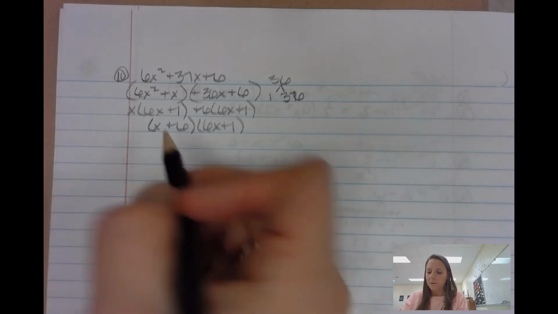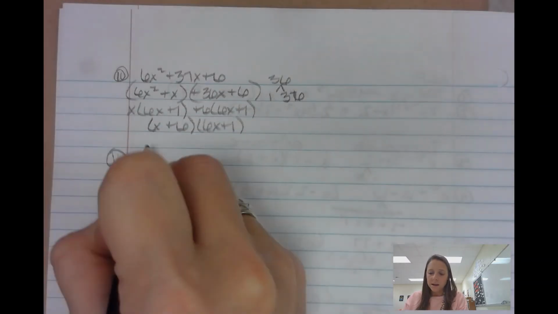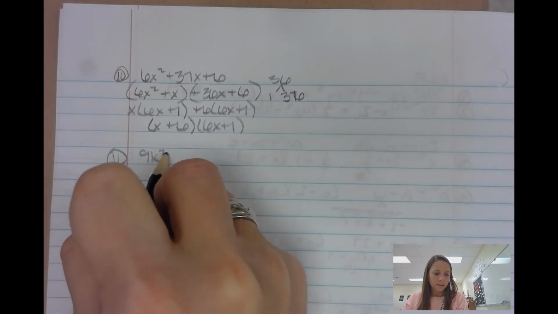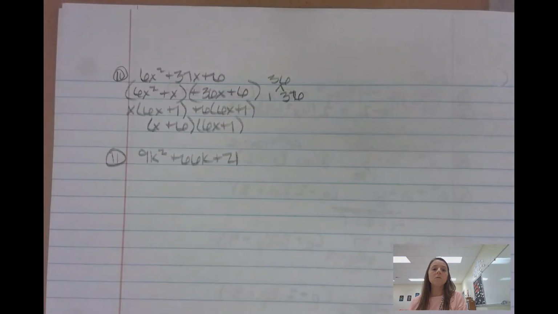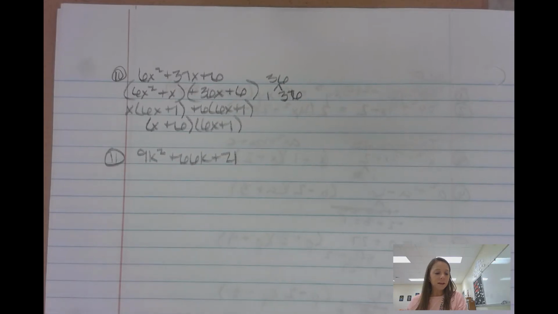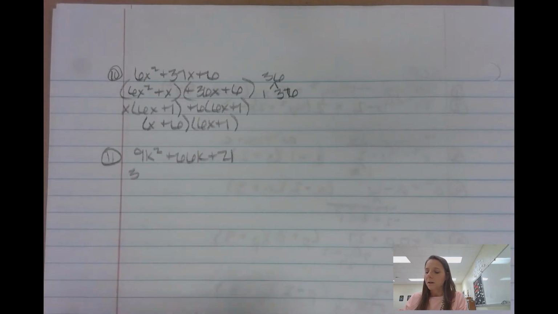All right, number 11. 9k squared plus 66k plus 21. Start looking at this, and a lot of you will automatically start thinking trial and error. But remember the first thing I said you always need to look for. You always need to look for a GCF. It's actually going to make it a lot easier if you find it. Like here, if it has one. Not all the time it's going to have one.